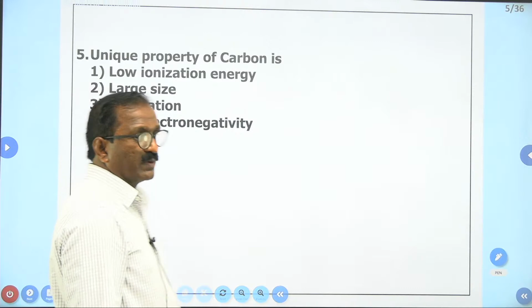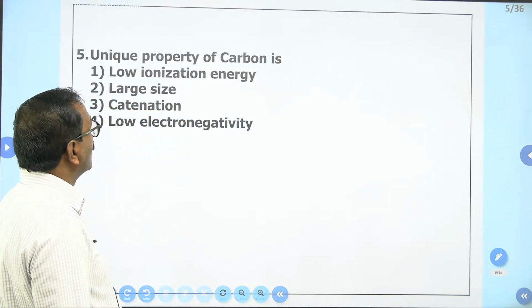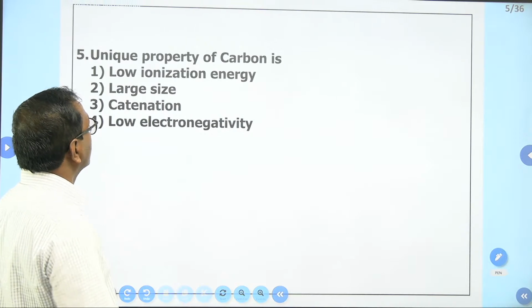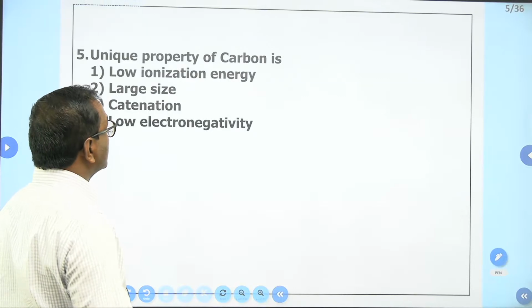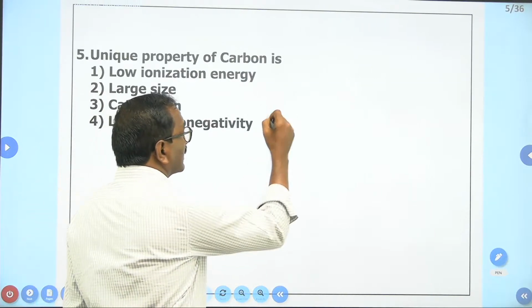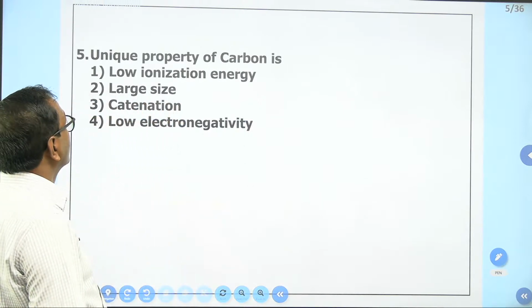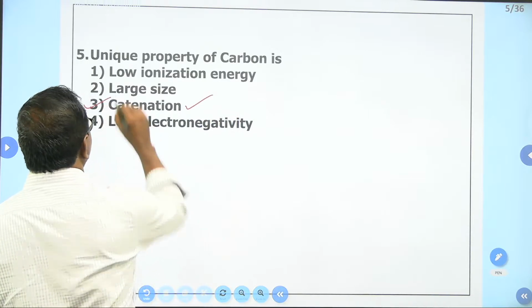Unique property of carbon. Low ionization energy is not related to carbon. Generally, carbon has high ionization energy and a small size, not a large size. And the unique property of carbon is catenation. This is the right answer here.